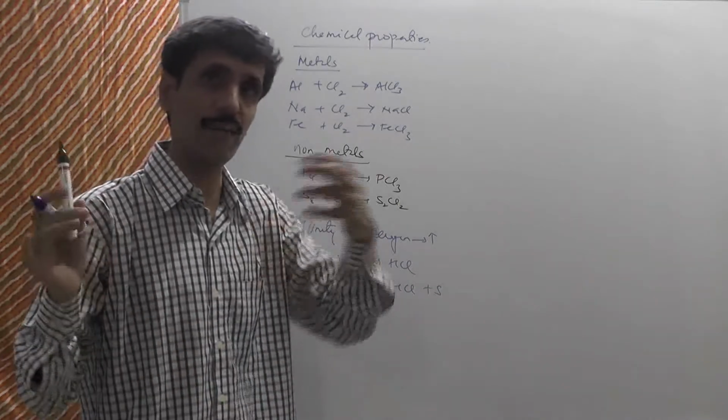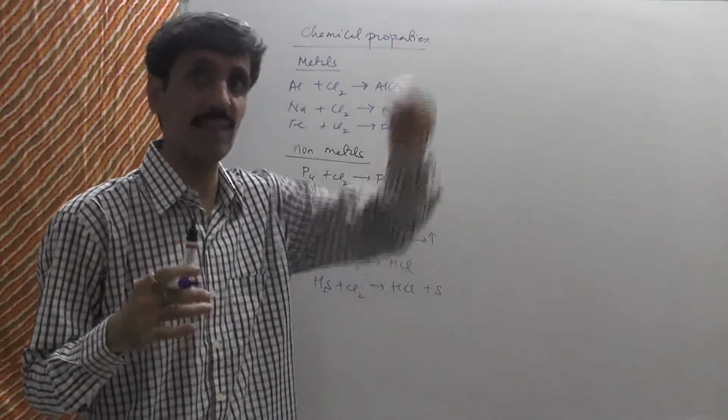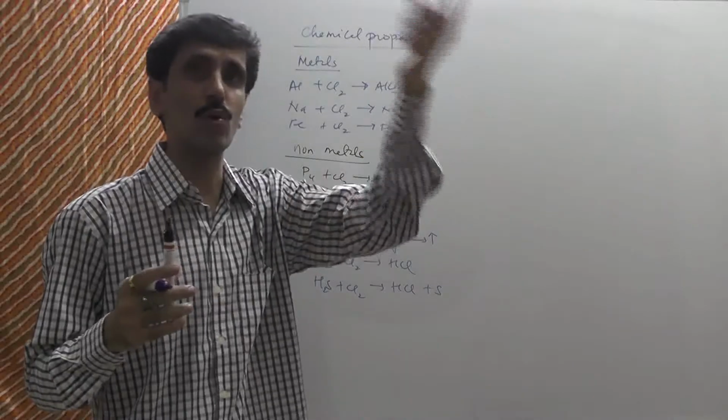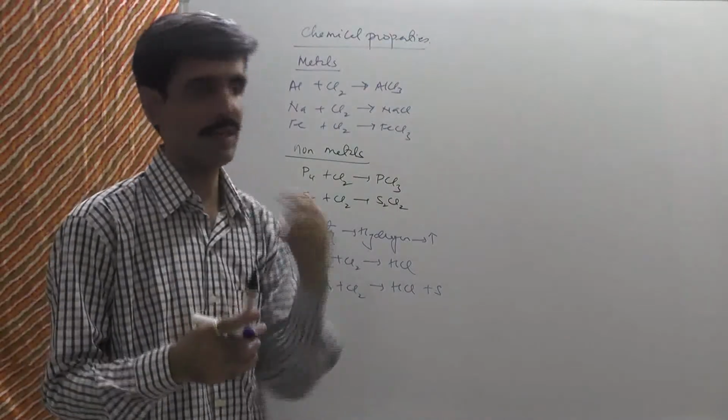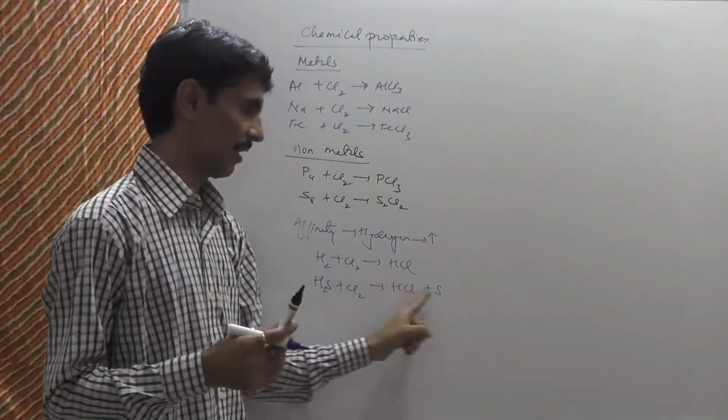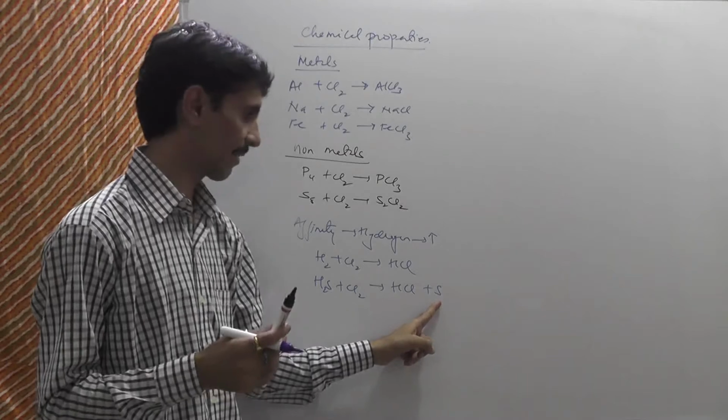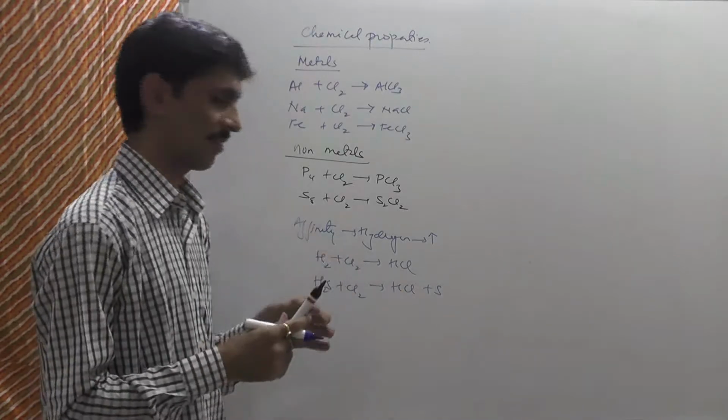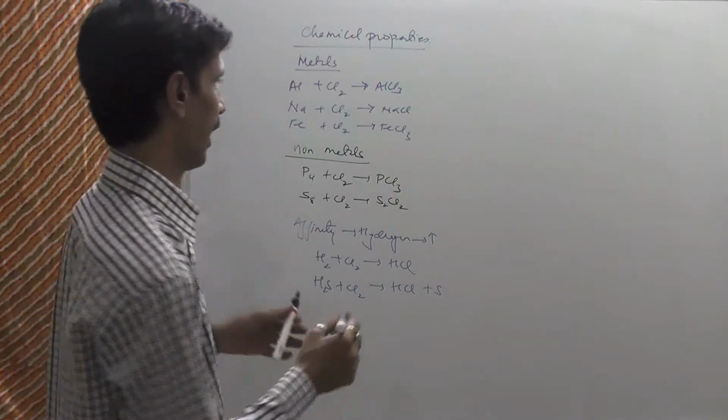Not only combines with hydrogen directly, but if hydrogen is in the form of a compound, then also the chlorine will attract the hydrogen towards itself and separating the other substance. Okay, then यहाँ पर sulfur is being separated. So this is with respect to affinity of hydrogen.